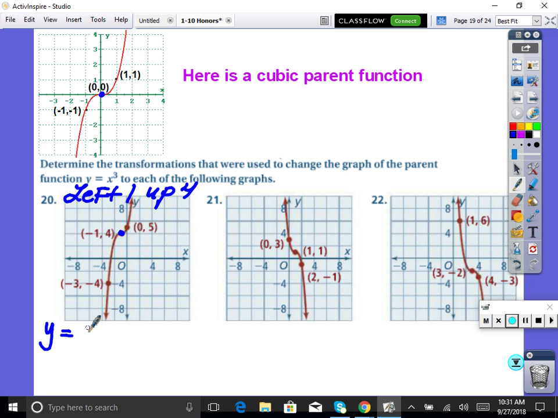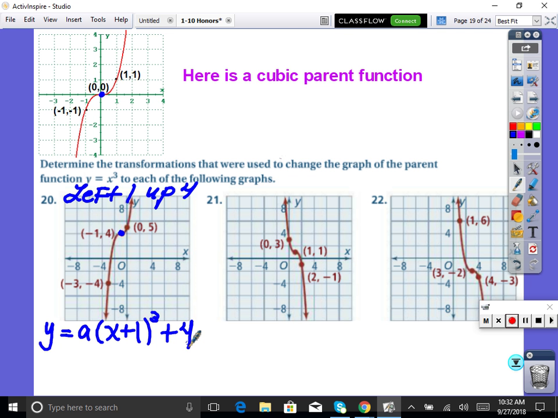Y is equal to, we don't know what A is, A times, and this is a specific A. We're not creating our own. There is an A specific to this. So then we know it's x plus 1 cubed and then plus 4. Now let's figure out what A is.